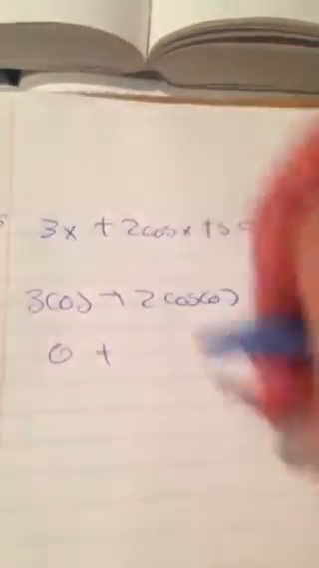The first thing that I would do, and that you should do here, is plug in 0 for x. So you're going to have 3 times 0 plus 2 cosine of 0 plus 5. 3 times 0 is 0, plus cosine of 0 is 1 times 2 is 2, and that will be plus 5, and that is 7. 7 is greater than 0.